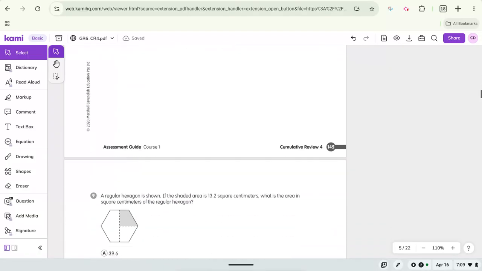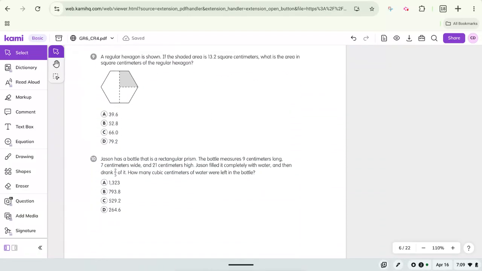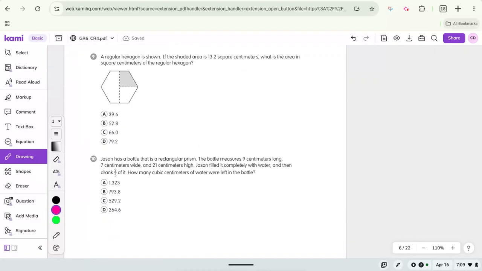Moving on. Number 9, we have a regular hexagon. The shaded region is 13.2 square centimeters. What is the area in square centimeters of the regular hexagon?